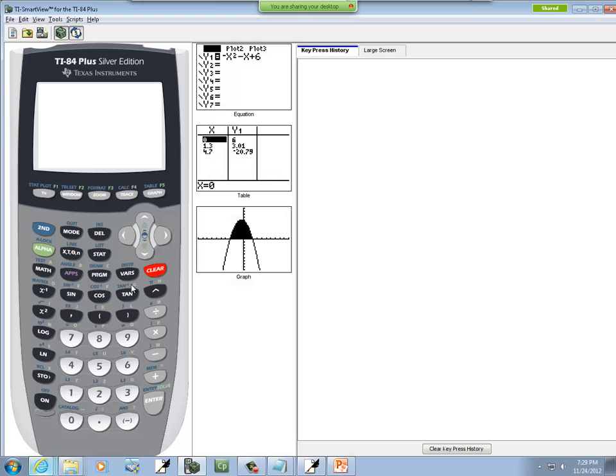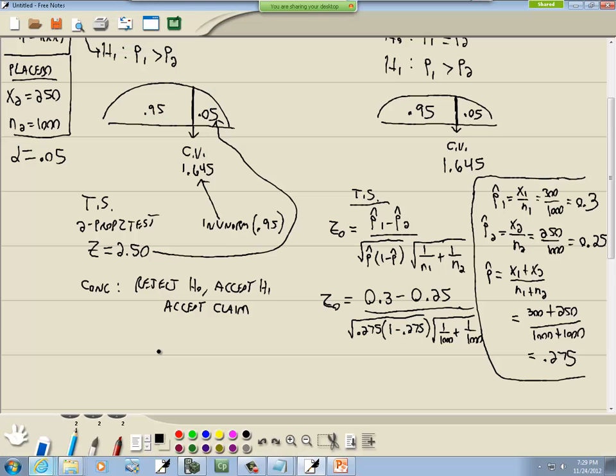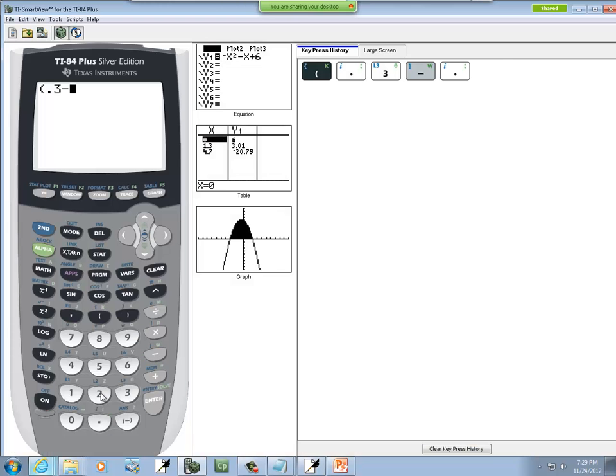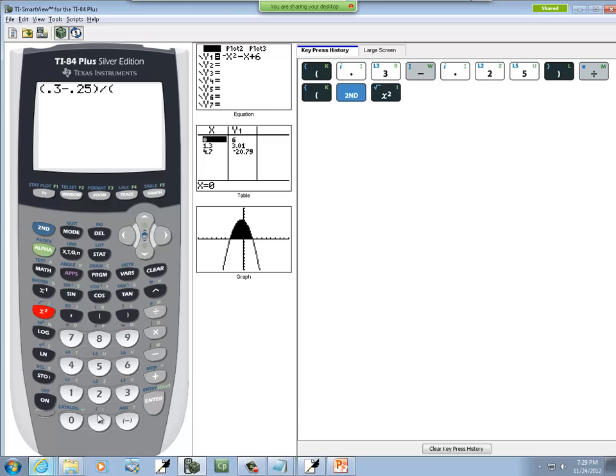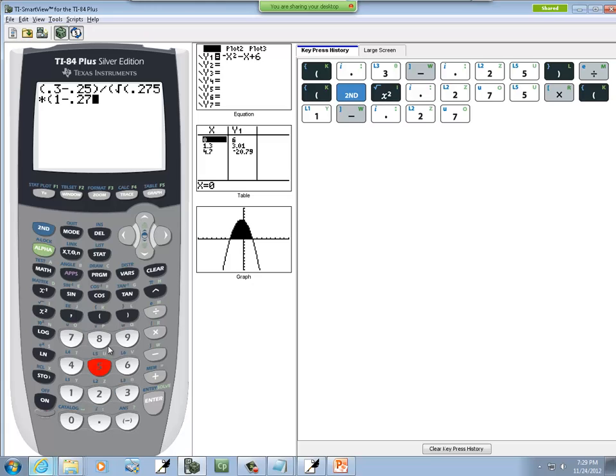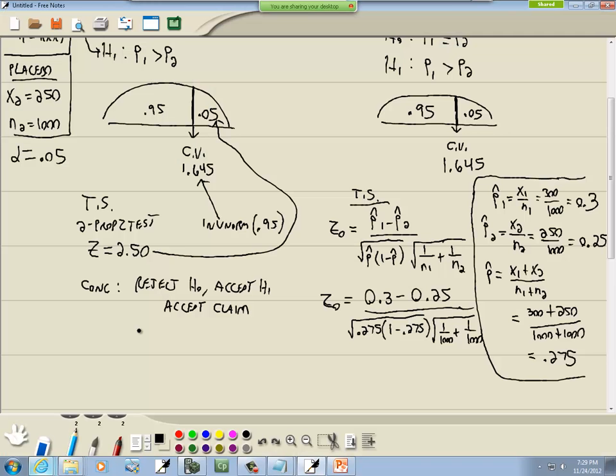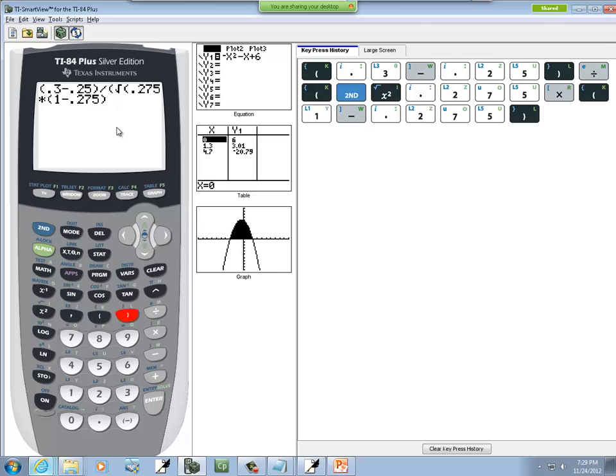Key part is put parentheses around the top and parentheses around the bottom when you plug it in. So I got (0.3 minus 0.25), close parentheses, divided by beginning parentheses and then the square root of 0.275 times beginning parentheses 1 minus 0.275, close parentheses. That's closing parentheses on the 1 minus 0.275. I need another closing parentheses for the square root.